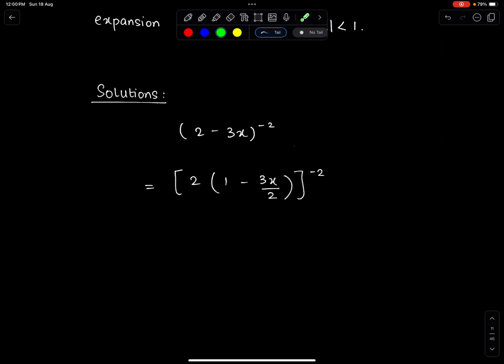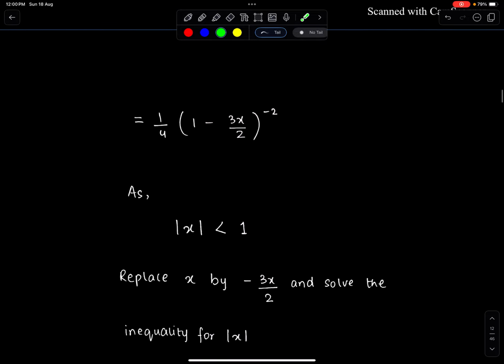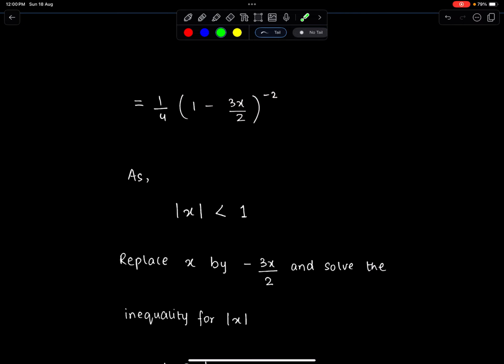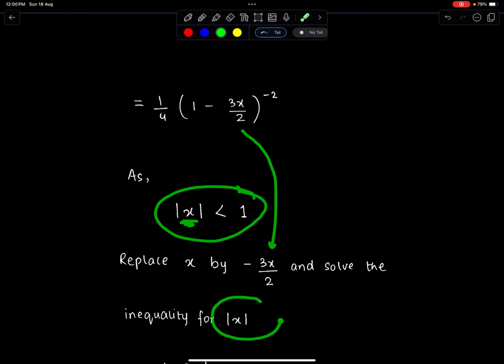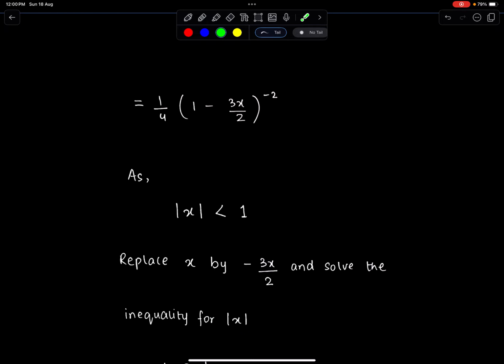In order to make first term 1, we have to take 2 common. So 2, 1 minus 3x upon 2 whole power minus 2. Now this minus 2 power is for both. Finally, we have 1 upon 4 times expansion with power minus 2. Now replace this x by this second term into this inequality and solve inequality for modulus x. We can get the values of x for which this expansion is valid.